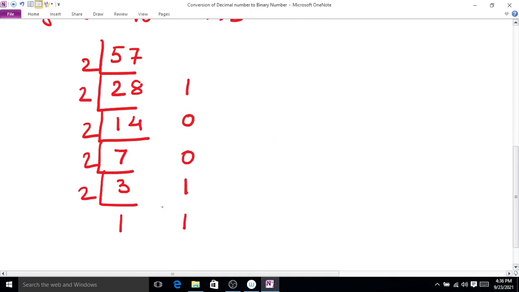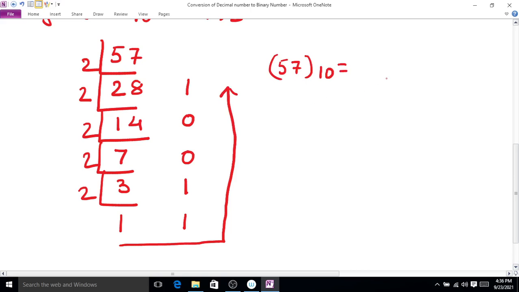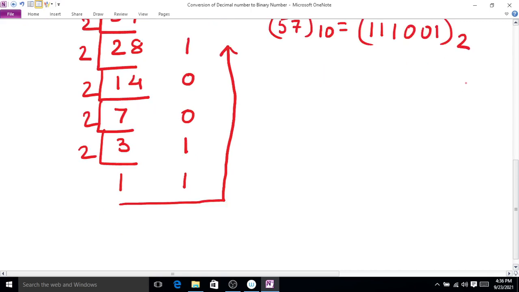So we have to note down these remainders from bottom to top direction, that is the reverse order. So the binary equivalent for 57 will be equal to 111001. This will be our binary equivalent for decimal 57.